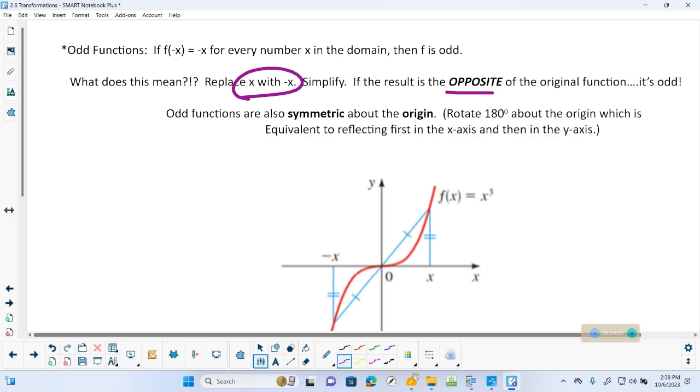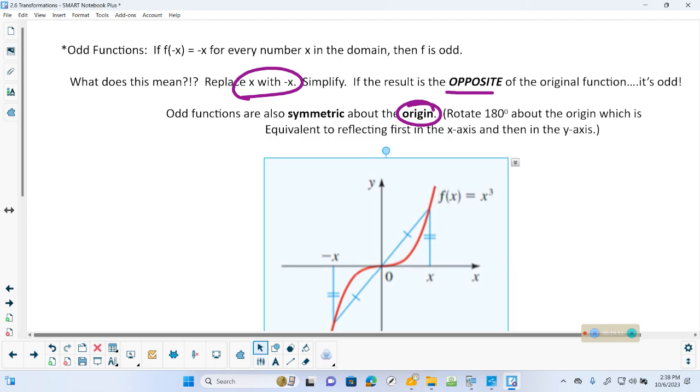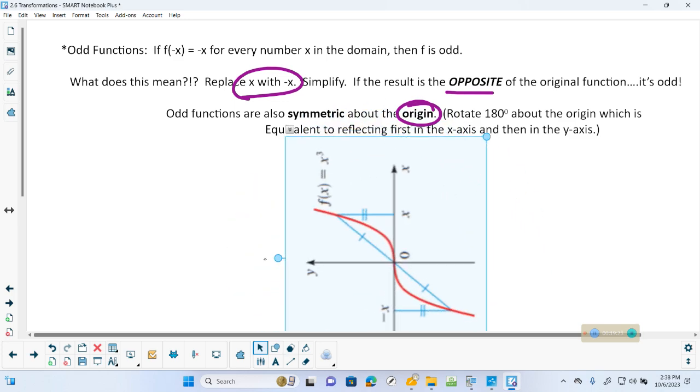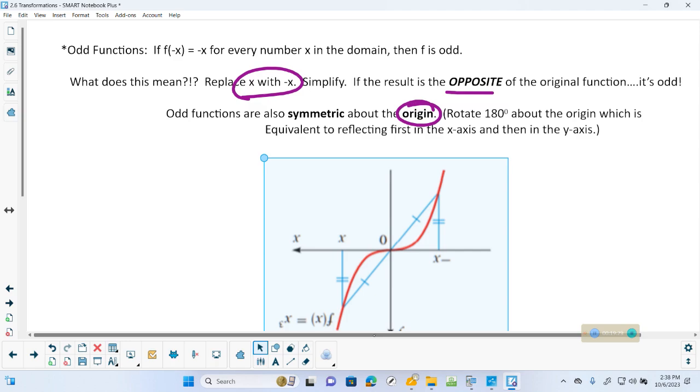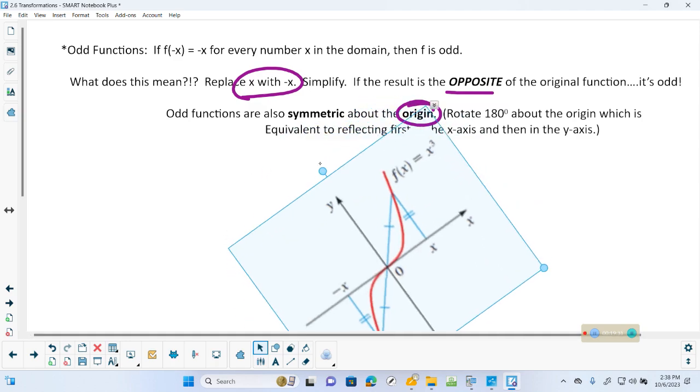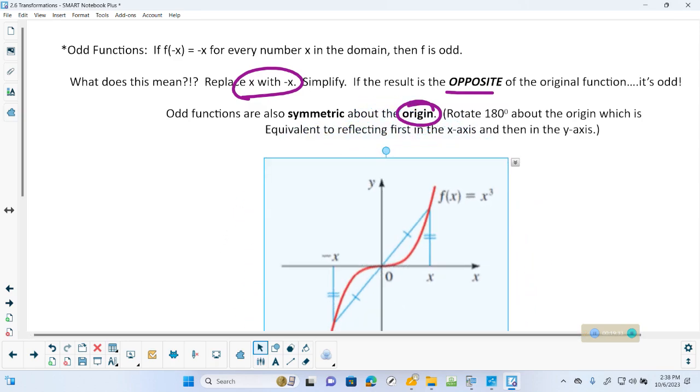Now, it is also symmetric about the origin. That sometimes can be a little bit trickier to see. So what that means, I'm going to spin this graph here. If I can rotate it 180, so half a circle, doesn't matter which way you rotate it, you get the exact same graph. So have this red curve in front of you. If I spin it, there's 90, 180, whoops, weird, up, 180. It's the same graph I started with.